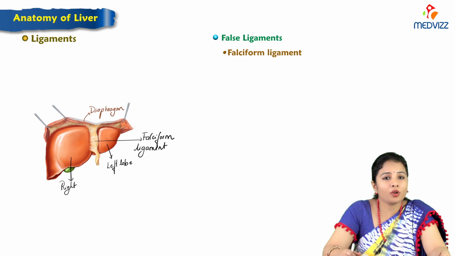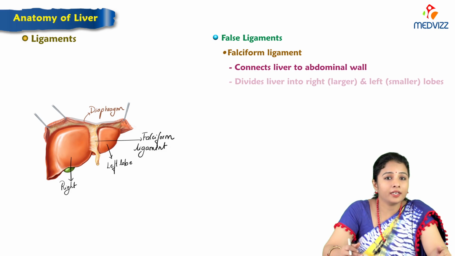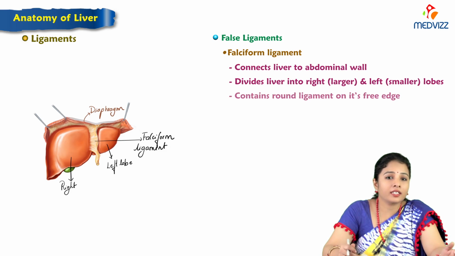So beginning with the falciform ligament, it connects the liver to the abdominal wall and divides the liver anteriorly into right larger and smaller left lobe, and it contains round ligament of liver on its free edge. The free edge is associated with the round ligament of liver.